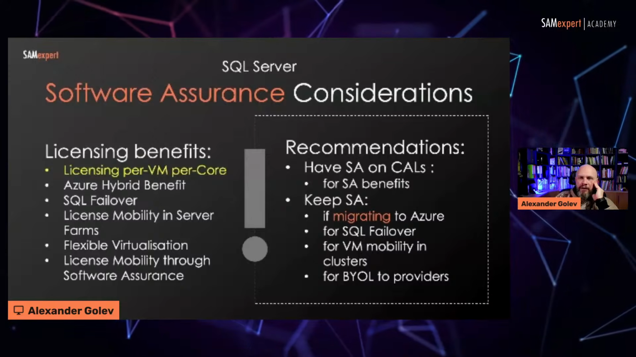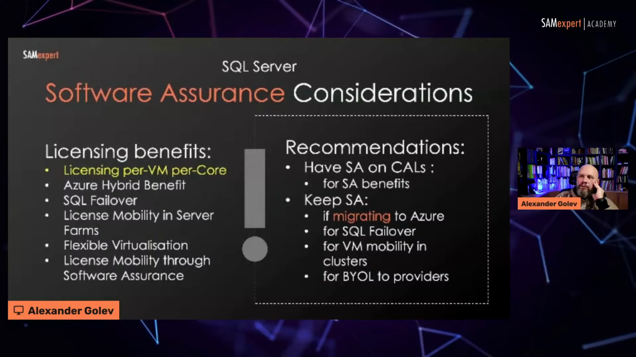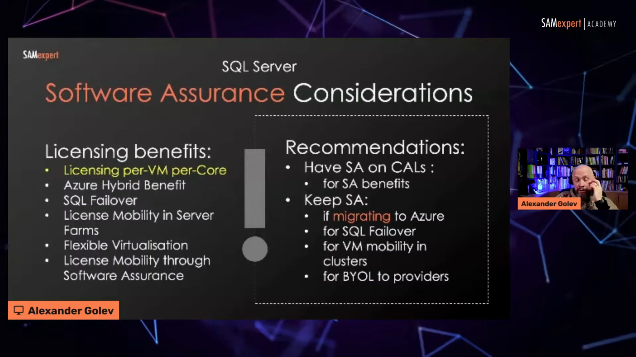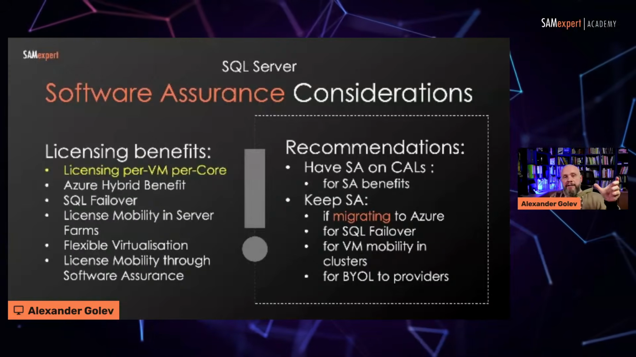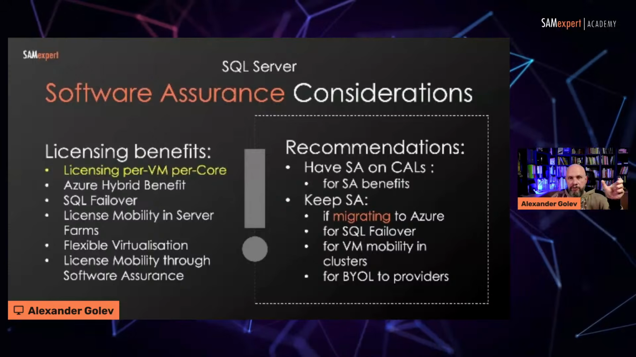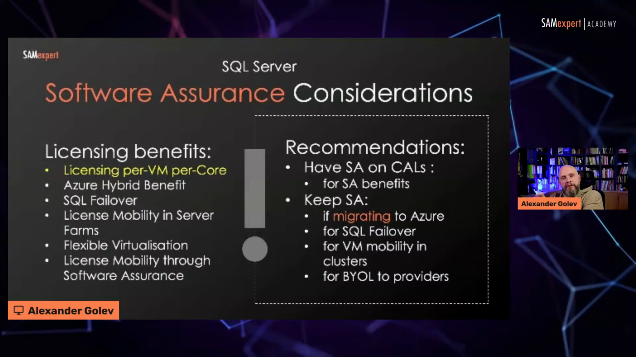Have software assurance on cores. Don't forget about cores, and keep software assurance. If you're migrating to Azure, keep software assurance. It may be cheaper to take licenses on which you're only paying a fraction of the annual cost, which is pure software assurance, to Azure than pay pay-as-you-go rates.